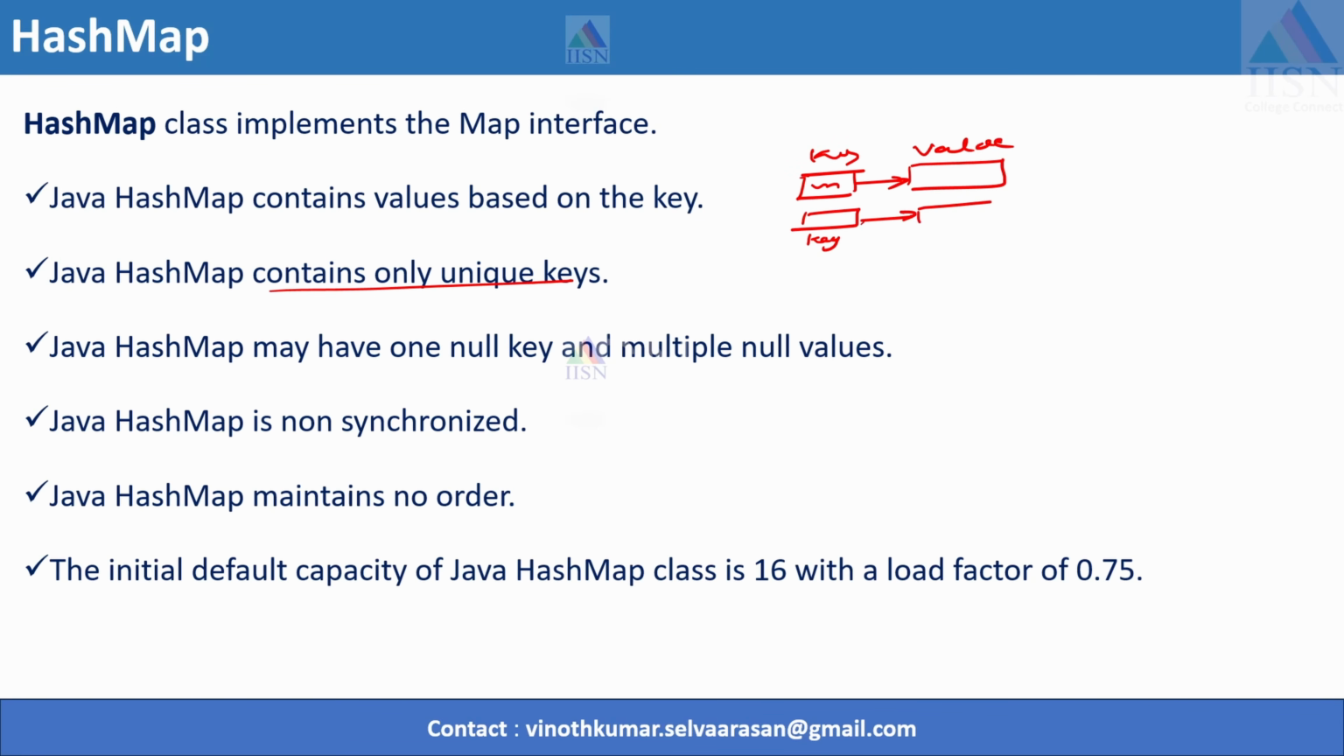One more thing, the HashMap can contain one null key. Without any identification, you can store one key that is a null value, along with the value for that particular key. It is not synchronized, and it maintains no order. That is, the order is not maintained. The initial capacity is 16, and the load factor is 0.75. Now we are going to see the implementation of the HashMap concepts.